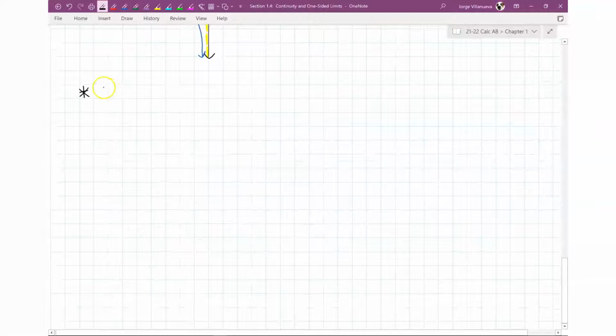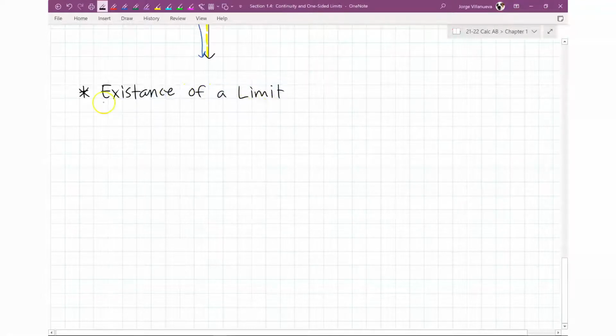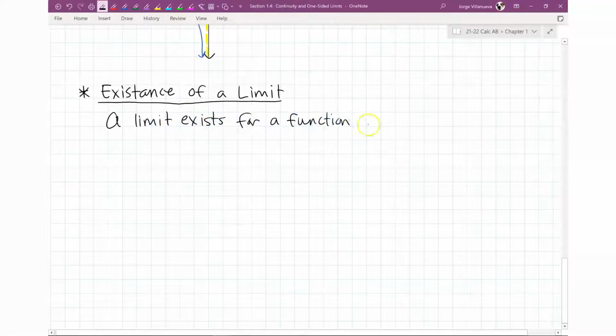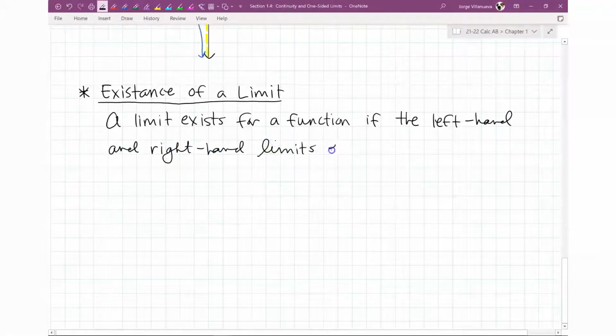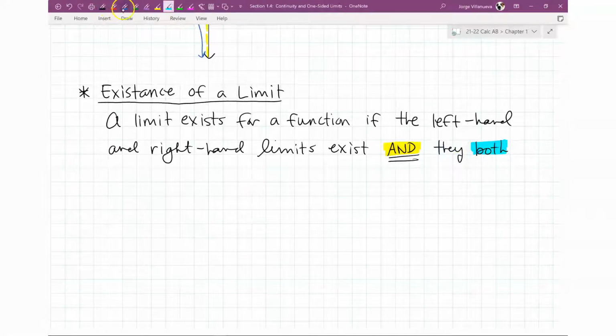All right. So existence of a limit says a limit exists for a function if the left hand, or I guess some people say left side, but I usually say left hand, and right hand limits exist, and very important, they both have the same answer.